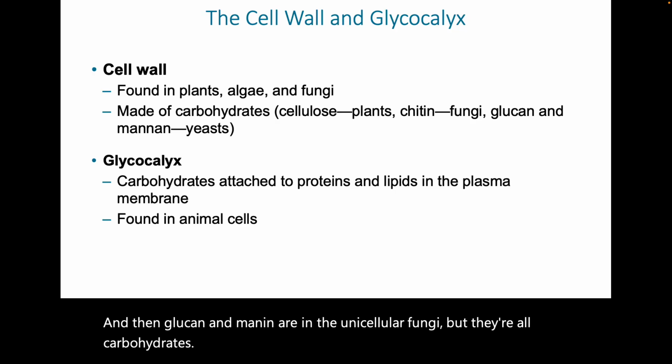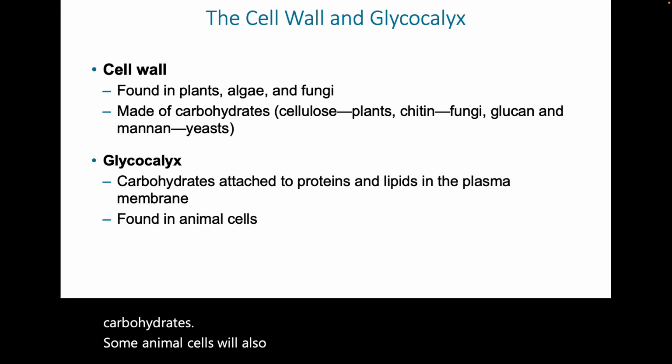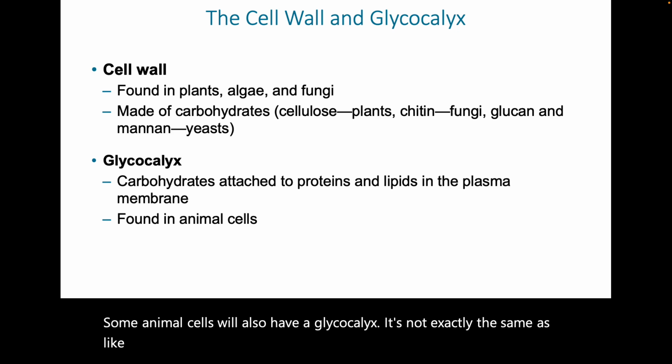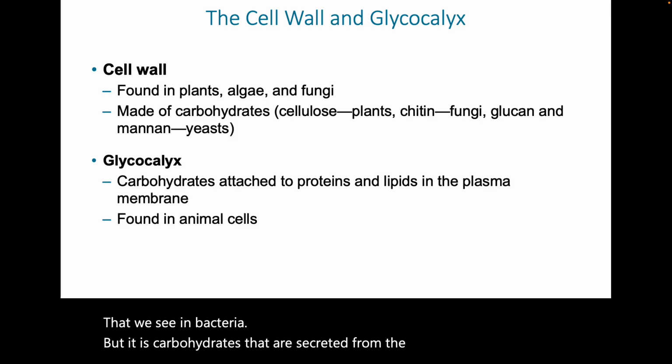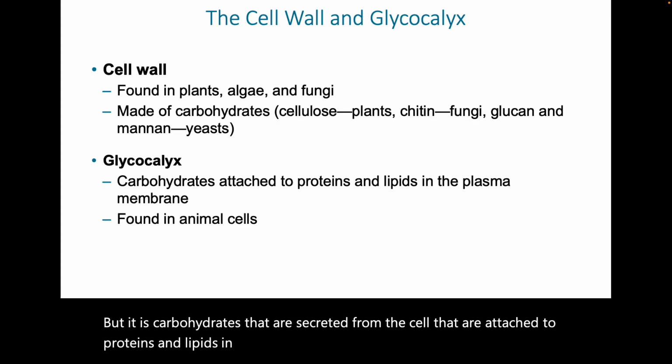Some animal cells will also have a glycocalyx. It's not exactly the same as the slime layer that we see in bacteria, but it is carbohydrates that are secreted from the cell that are attached to proteins and lipids in the plasma membrane. So we can have those.